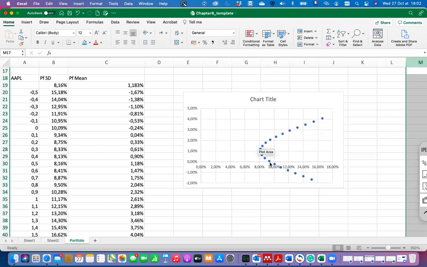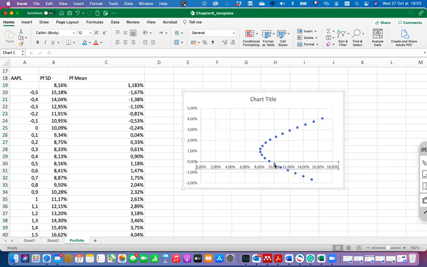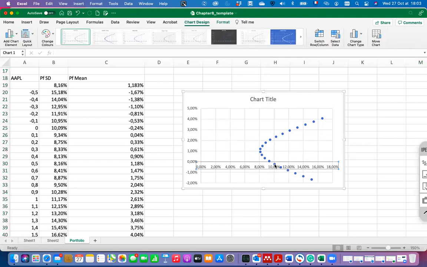Okay, so suppose we want to build a portfolio with risk of 10%, with standard deviation of 10%. Where is 10%? It is here, this is the standard deviation. So for this 10%, we have two possibilities. We have this first point here, and this second point here.